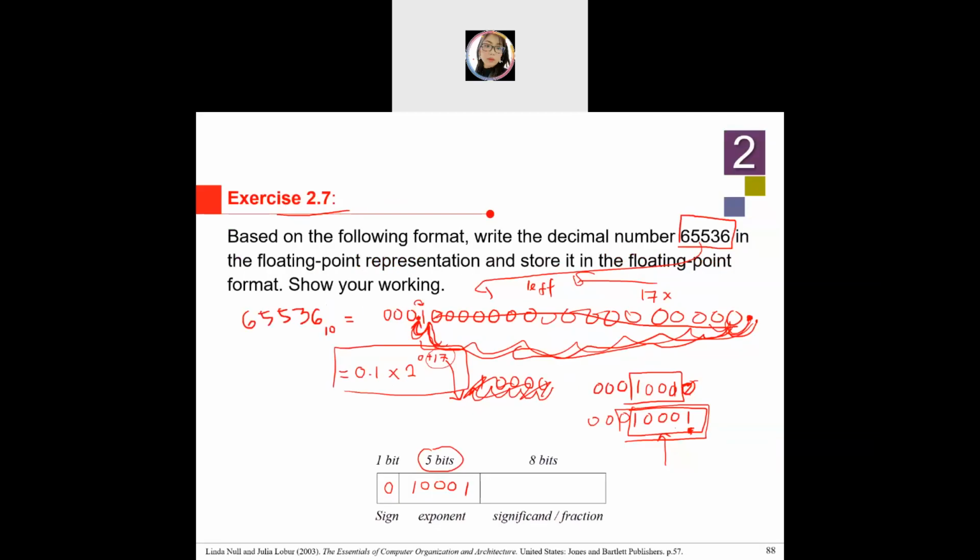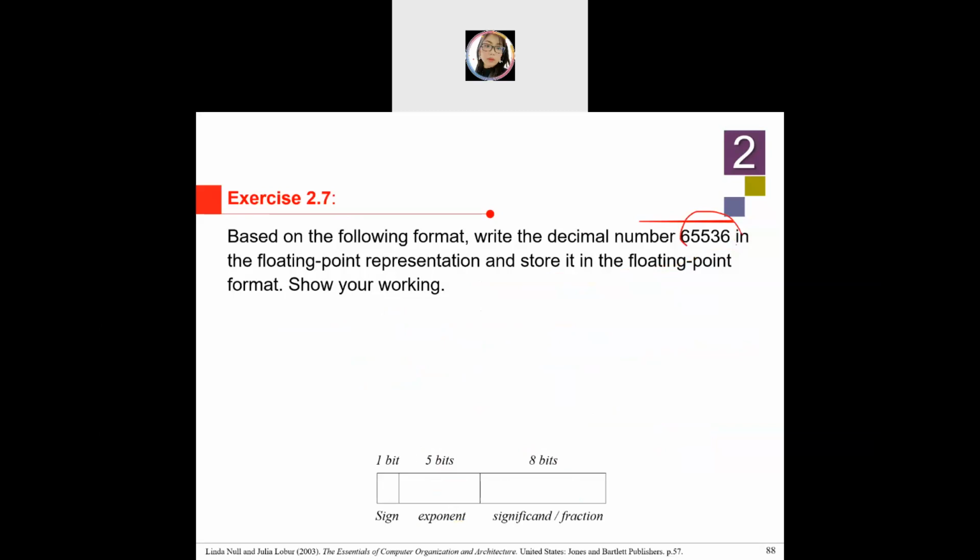Okay, now we are done with our exponent. How about our fraction or mantissa? It is only 1,0,0,0,0,0, right? So where are we going to pad? We are going to pad to the right. So we are putting 1,0,0,0,0,0 until 7. 1, 2, 3, 4, 5. That is our answer.